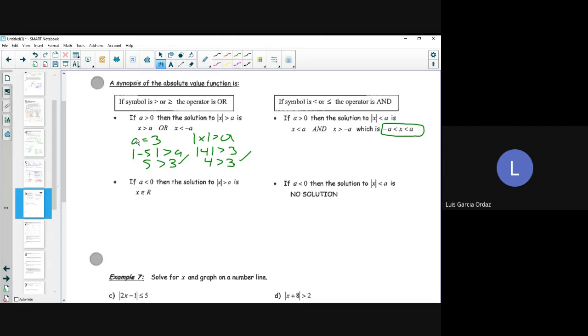So if a is less than 0, then the solution to the absolute value of x less than a is going to be no solution, which we had in the previous example with the number line. The absolute value of x is less than negative 2. Because the absolute value will never be less than a negative number. It will always be greater than a negative number.